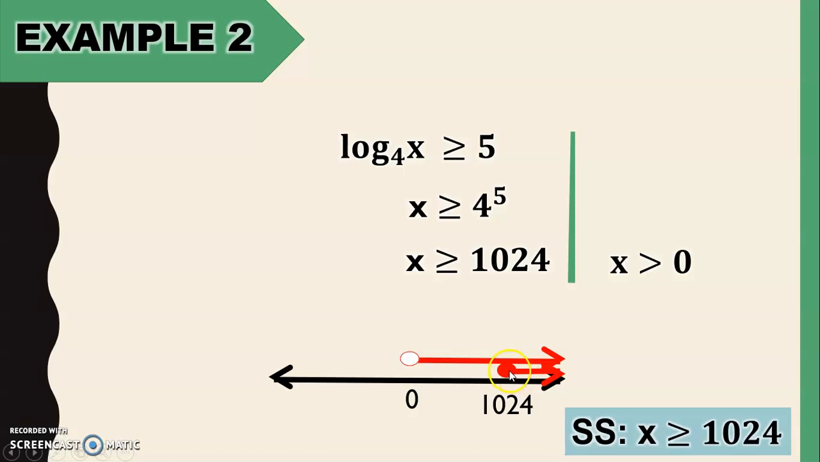Remember, 1024 is included in the solution. Kasali siya. Lahat ng values of x which are greater or equal to 1024. So, yung mga included sa solution na 1025, 1026 to positive infinity. Hindi kasali si 1023, si 1022, or si negative 1, si negative 2, and so on.